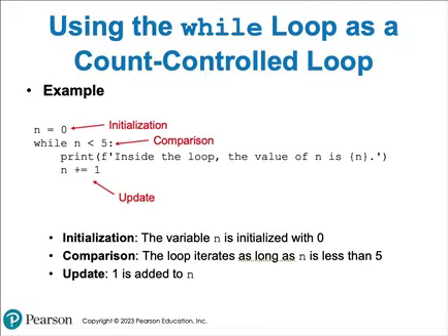So we would do this for n equals 0, we would do it for n equals 1, all the way up to doing it for n equals 4. And then when n gets incremented to 5, 5 is no longer less than 5. So we would fall out of this loop. So this loop would execute 5 times.